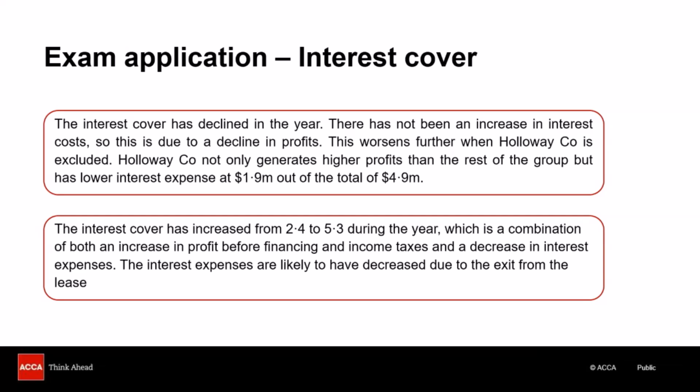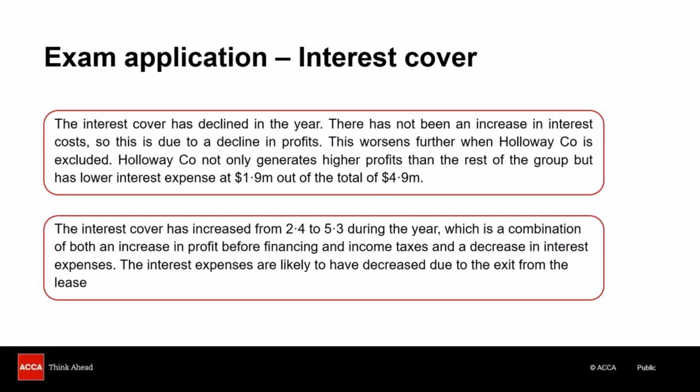Taking the second example now, it says that the interest cover has increased from 2.5 to 5.3 during the year, which is a combination of both an increase in profit before financing and income taxes and a decrease in interest expenses. So in this particular example, both numerator and denominator were changing. So that needed to be highlighted.